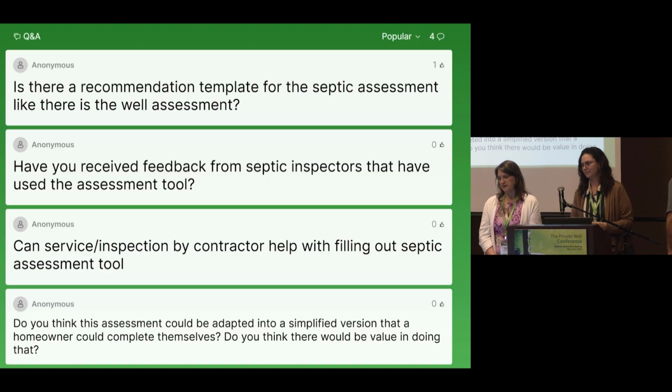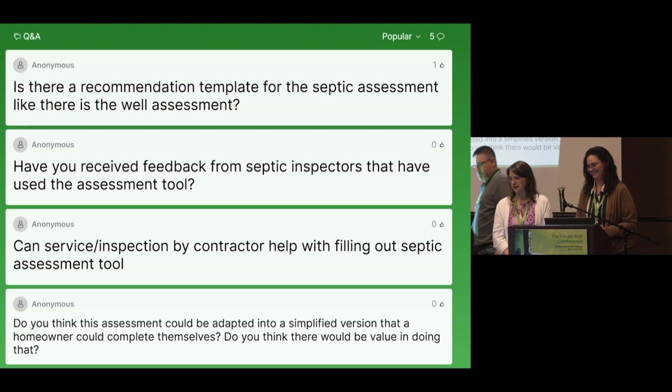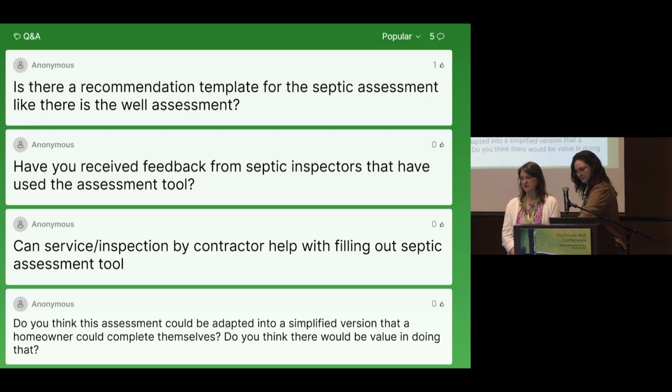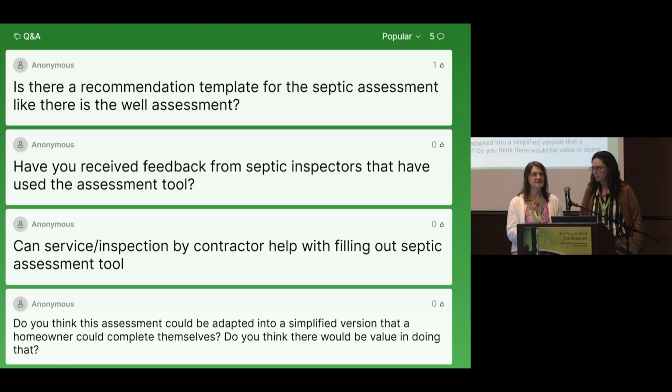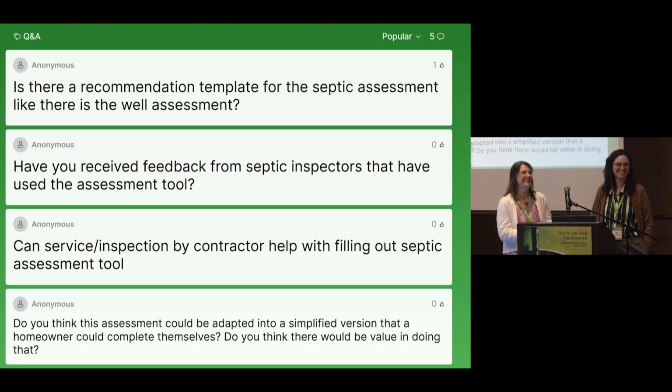Is there a recommendation template for the septic assessment like there is for the well assessment? I'm not sure exactly what RCAP does. Steve's shaking his head no. But I know we're taking feedback. This is in its pilot program, so once we get all that information back, I'm sure RCAP regions will work on getting a template just like they did for the well assessment.